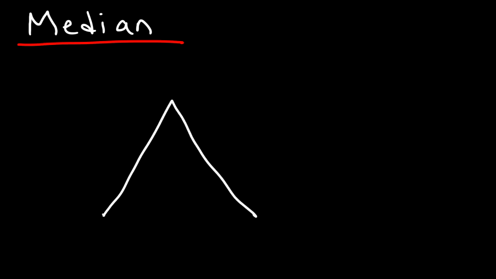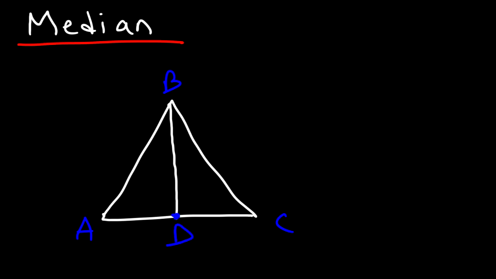Now let's talk about medians. What is a median? To understand this concept, let's begin by drawing a triangle. And so let's call this triangle ABC. And we're going to draw a line segment from B to some point which we'll call D. Now in this example, segment BD is a median.